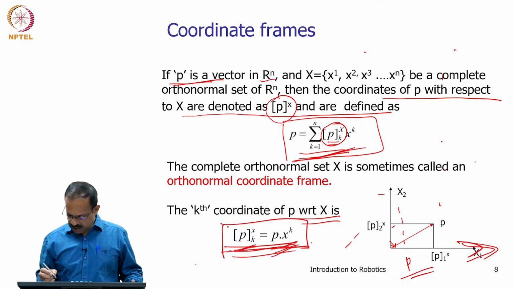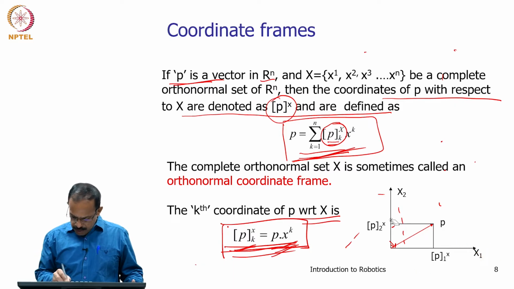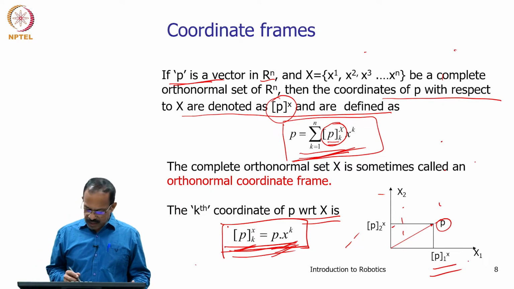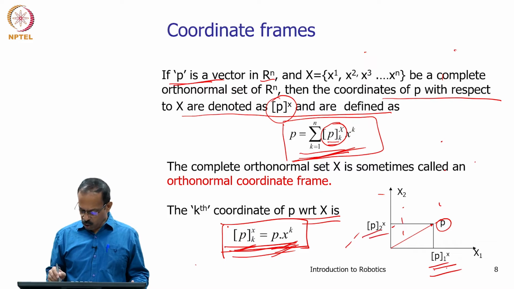That is the explanation given here. So, you have this as p1x, p2x, etc. This is the vector p, and p1x is nothing but p dot x1 and p2x is nothing but p dot x2. So, that is the way we get the coordinates of p.